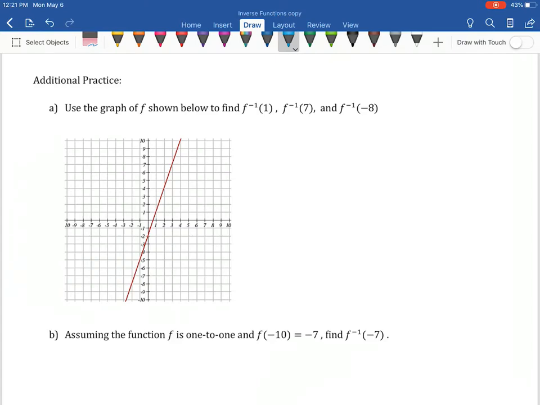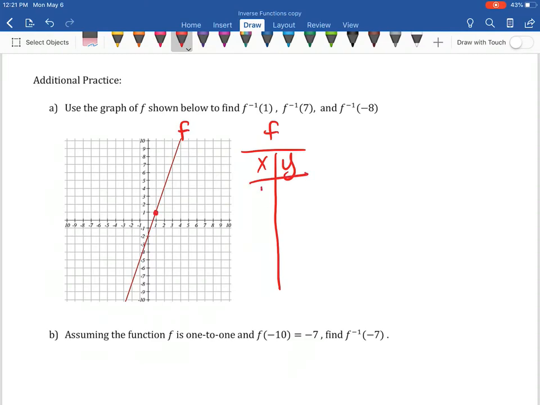So, some additional practice here to emphasize and solidify what we've learned. In part A, it says use the graph of f to show the value of f inverse of 1, f inverse of 7, and f inverse of -8. So let's go back and actually plot some of these points. So this is my original function. Okay, so let's plot some points.